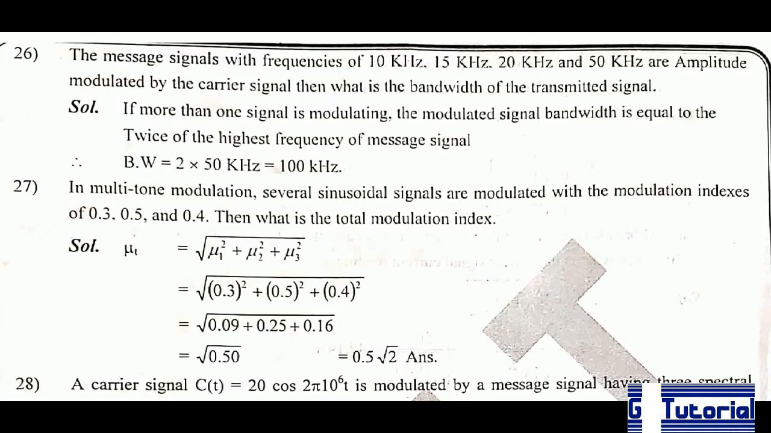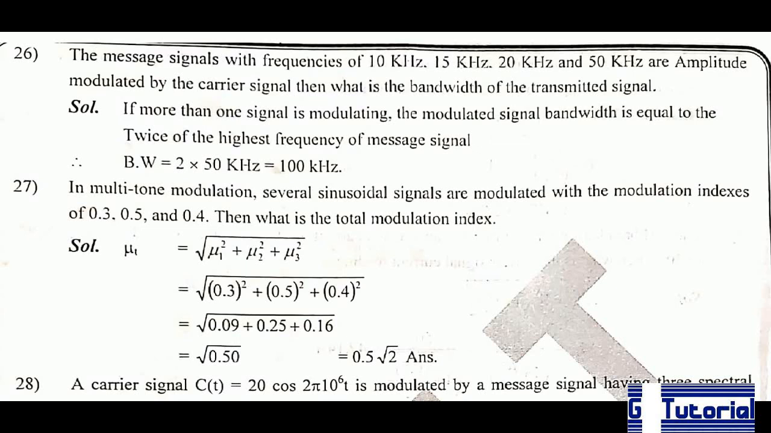Next question. In multitone modulation, several sinusoidal signals are modulated with modulation index of 0.3, 0.5, 0.4. What is the total modulation index? There are 3 modulation indexes, and in case of multitone modulation, the total modulation index mu t is equal to root of mu1 square plus mu2 square plus mu3 square. That is 0.3 square plus 0.5 square plus 0.4 square. 0.3 square is 0.09, 0.5 square is 0.25, and 0.4 square is 0.16. On adding, we will get square root of 0.50.